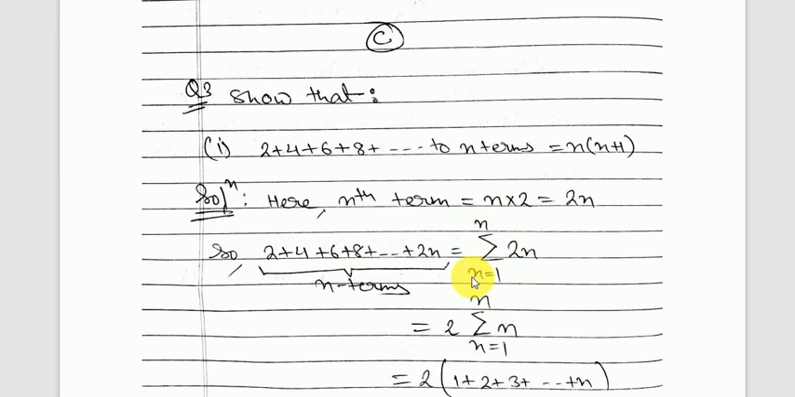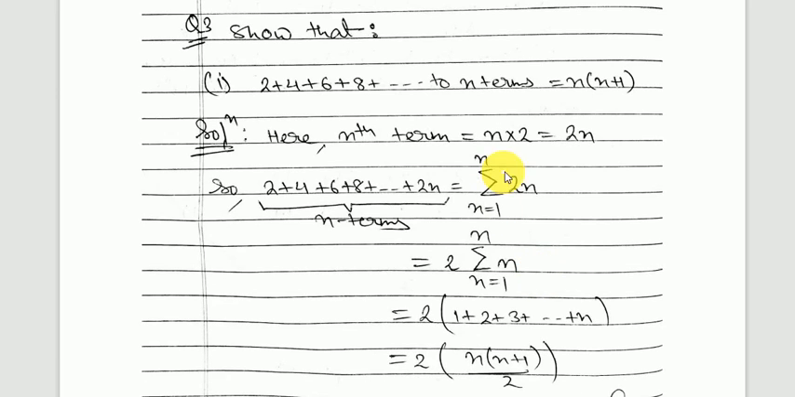So here the counting will start from 1 and go till n, and each term will follow the rule 2n. If I put n equal to 1, this becomes 2. If I put n equal to 2, it becomes 4, that means 2 plus 4. If I put n equal to 3, then it will be 2 plus 4 plus 6. So this series can be written in summation form in this manner.